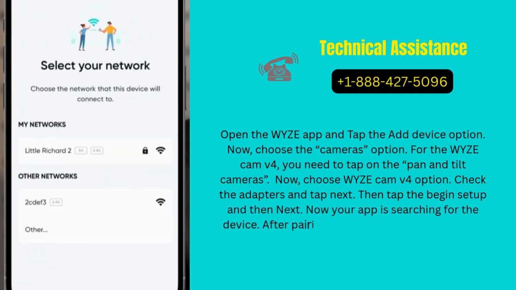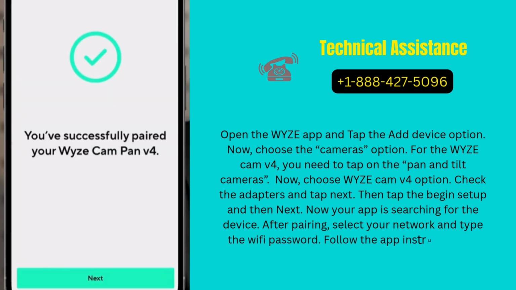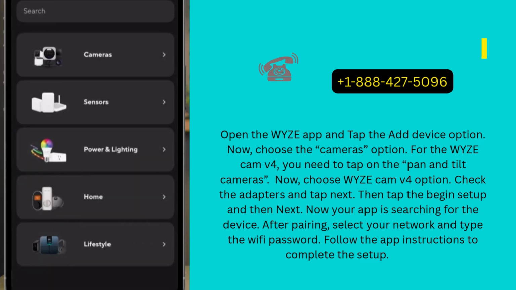Now your app is searching for the device. After pairing, select your network and type the Wi-Fi password. Follow the app instructions to complete the setup.